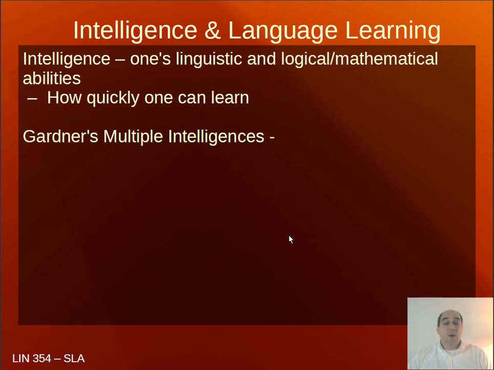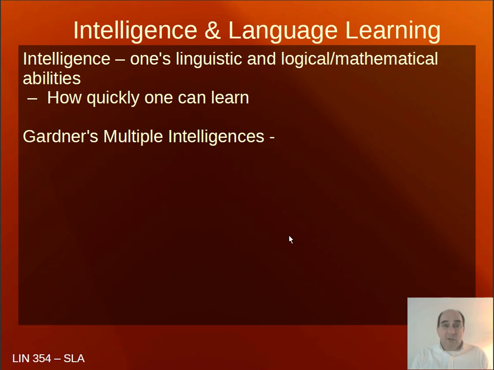As I said before, intelligence is one of those things. But intelligence, in terms of language learning, one's linguistic and logical mathematical abilities would entail something called intelligence. Intelligence is also measured by how quickly one can learn. Well, that's your standard idea of an IQ. But then we come out with Gardner's multiple intelligences, and I'm assuming that you guys have studied this before. With all of the different ways that one can learn. These include things like logical, musical, spatial, kinesthetic, interpersonal intelligences, okay? And all up, you can be strong in some and weak in others.